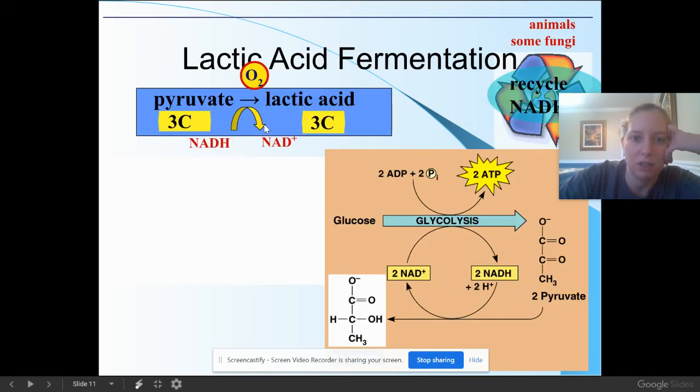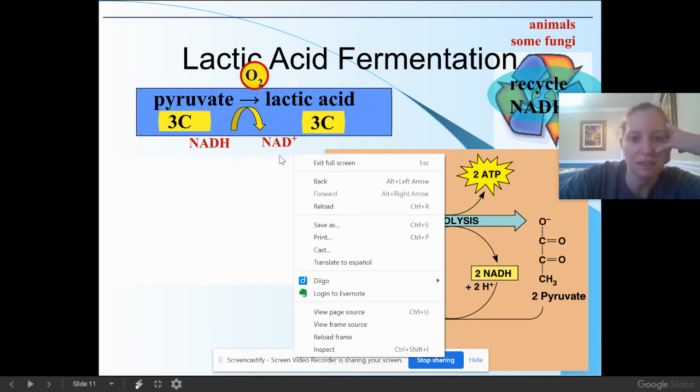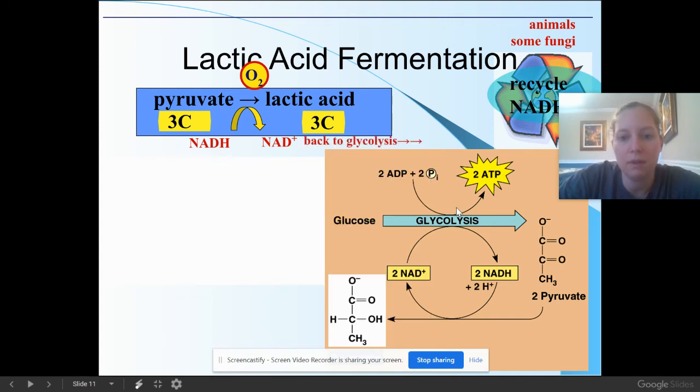Lactic acid fermentation, again, the point of this is to oxidize our NADH and convert it back to NAD+, so we can continue to do glycolysis. In this diagram, you can see we do glycolysis to make pyruvate, and then you can see where the hydrogen is being added back on. Now we have NAD+, and that can go back, and we can continue to complete glycolysis. Unlike alcoholic fermentation, this is a reversible process.